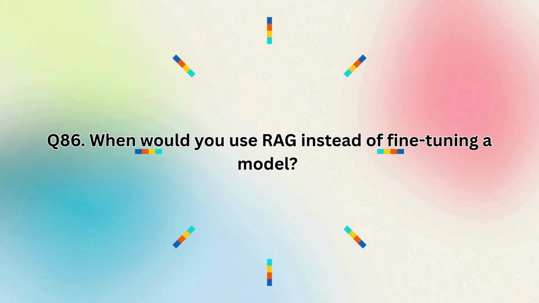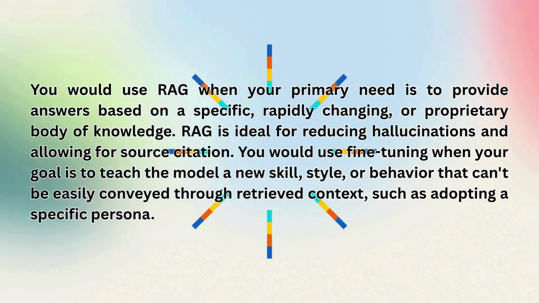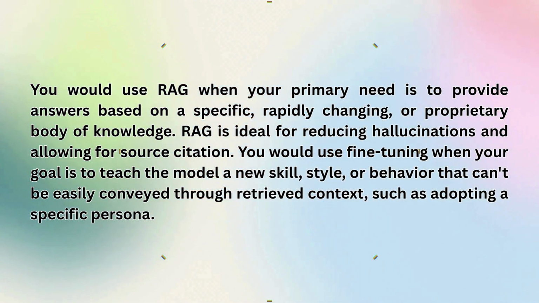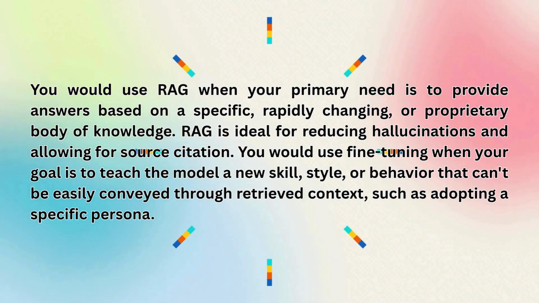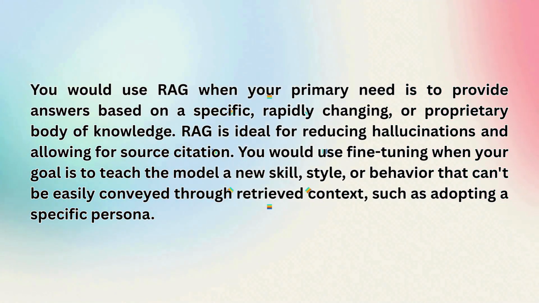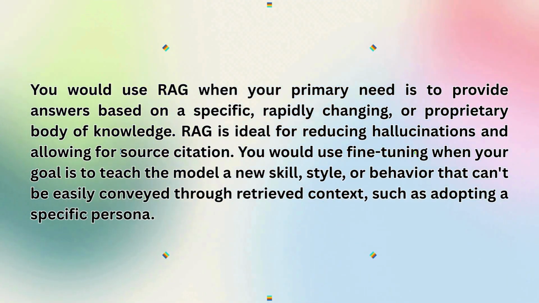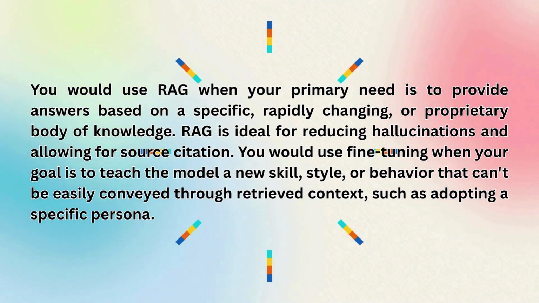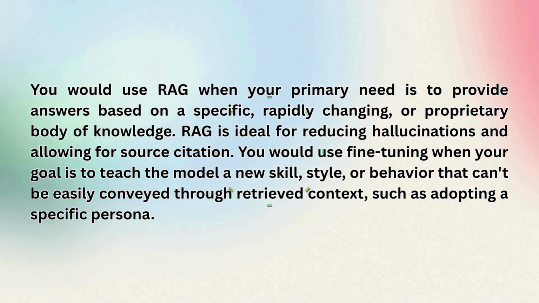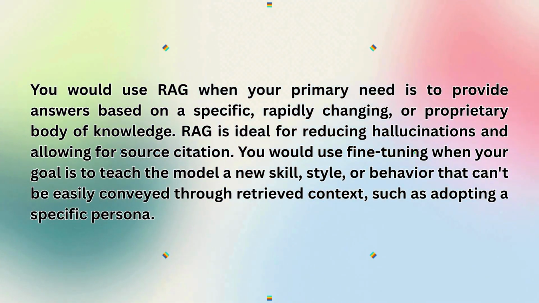When would you use RAG instead of fine-tuning a model? You would use RAG when your primary need is to provide answers based on a specific, rapidly changing, or proprietary body of knowledge. RAG is ideal for reducing hallucinations and allowing for source citation. You would use fine-tuning when your goal is to teach the model a new skill, style, or behavior that can't be easily conveyed through retrieved context, such as adopting a specific persona.